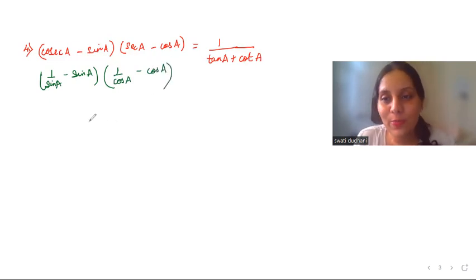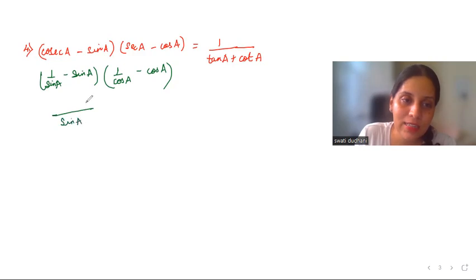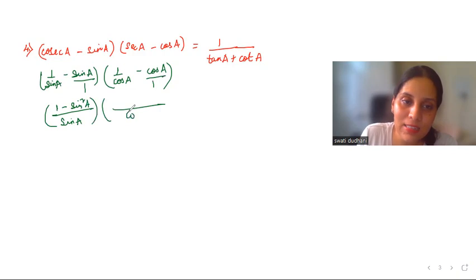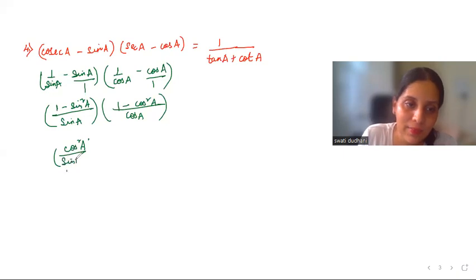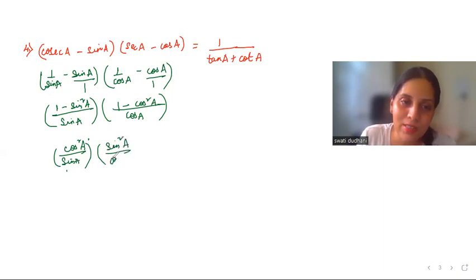Whenever you come across fractions, you will always take LCM. So if I take LCM over here, sin A is my LCM. So I get (1 minus sin A into sin A, which is sin square A). Here cos A is my LCM: (1 minus cos A into cos A, which is cos square A). Again, we can apply the identity. 1 minus sin square A is cos square A by sin A, into 1 minus cos square A is sin square A by cos A.